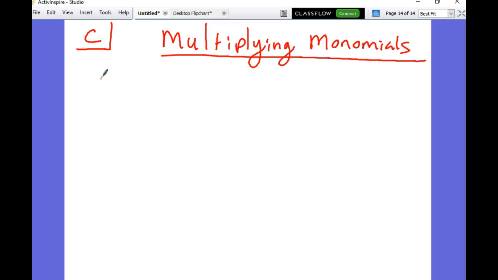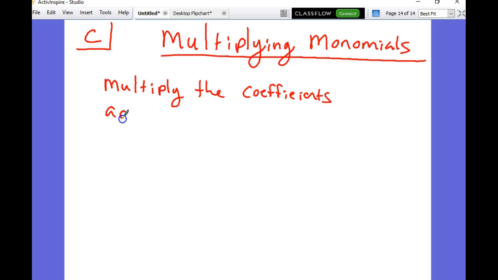Two things you have to do. You're going to multiply the coefficients, and you're going to add the exponents. Multiply the coefficients and add the exponents. That's how we're going to do it. I'll show you what I mean, but it's nice to have the notes now. That's how you multiply.